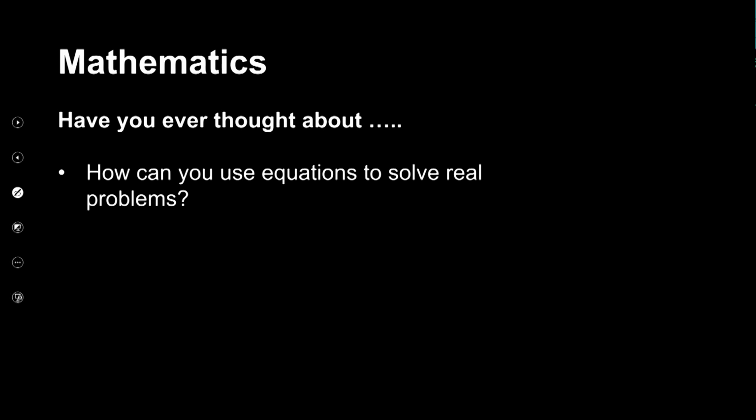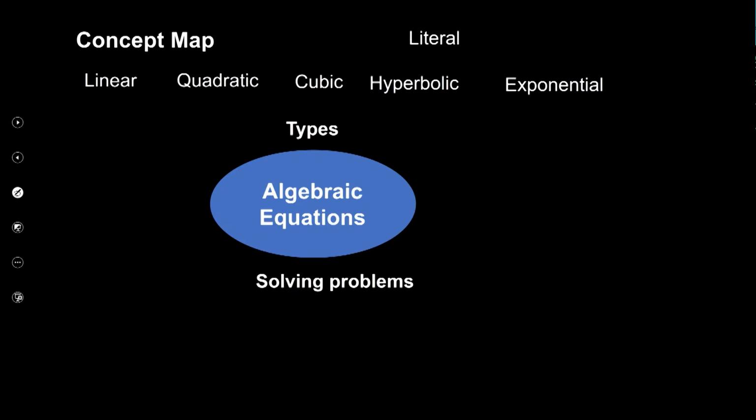So, have you ever thought about how you can use equations to solve real problems? When you talk about real problems, we're talking about those problems when they say the father is 3 times the age of the son and the mother is 2 times the age of the daughter, then that's what I'm talking about here. But we'll have a look at some examples just so that I can make this more understandable.